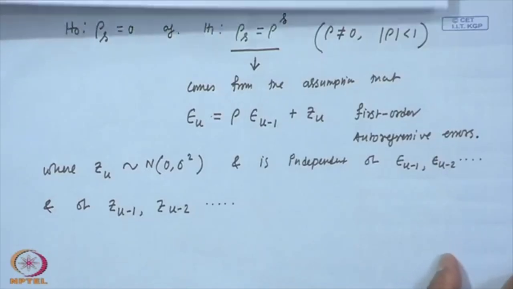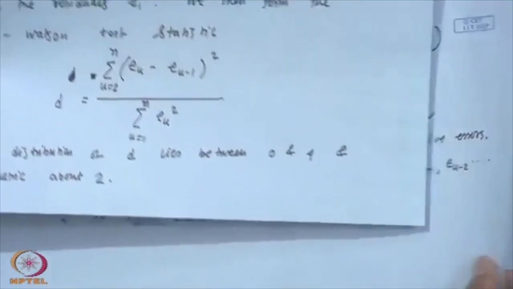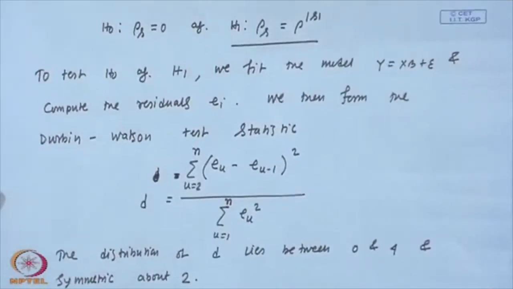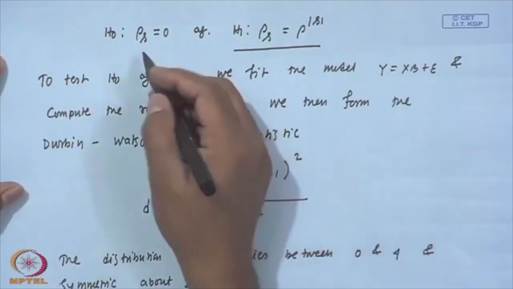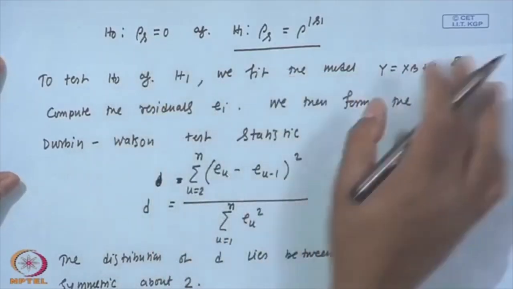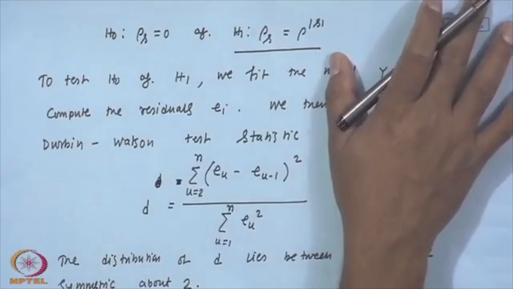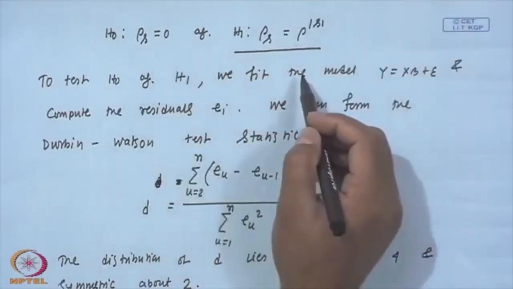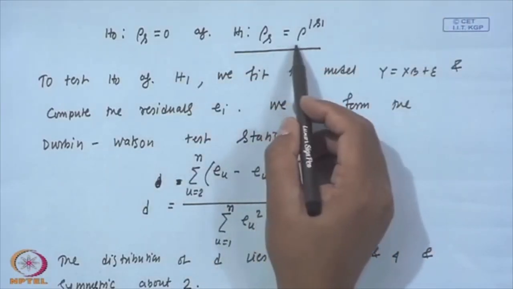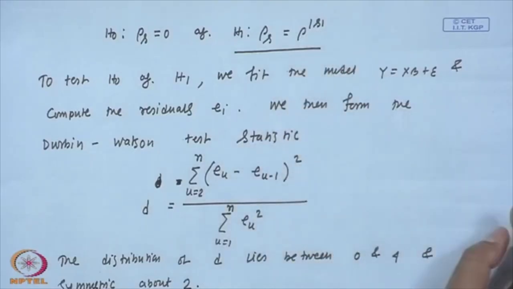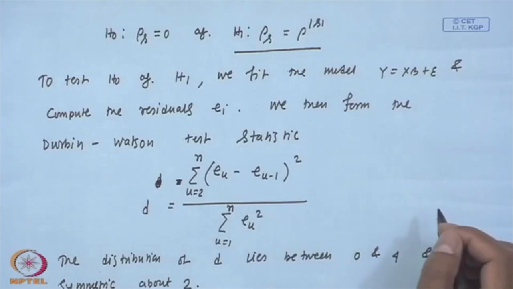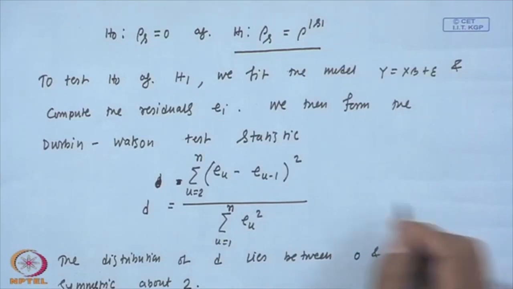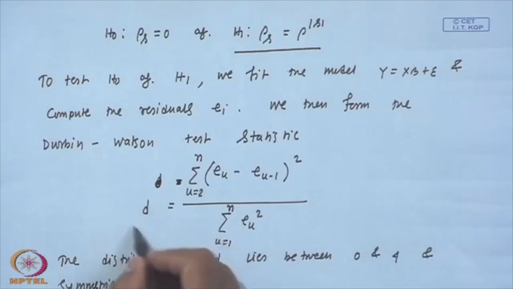Now, to test this hypothesis, we are trying to test whether the correlation between the errors, which are s steps apart, is equal to 0 or is equal to rho to the power of s. To test this hypothesis, what we do is that we consider this Durbin-Watson test statistic.